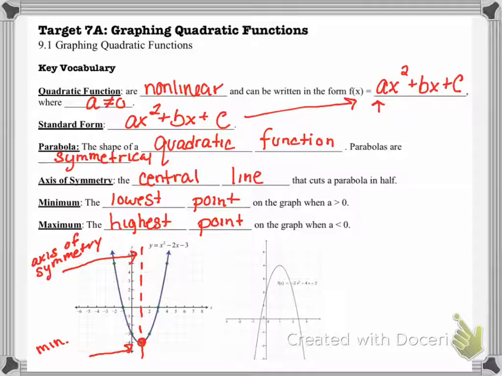Then in the other one, okay, here's my line of symmetry. See how it's cutting it right in half? So if I were to fold on that line, it would lie on top of each other. And then here I have a high point right there. So then I would call that a max or a maximum.